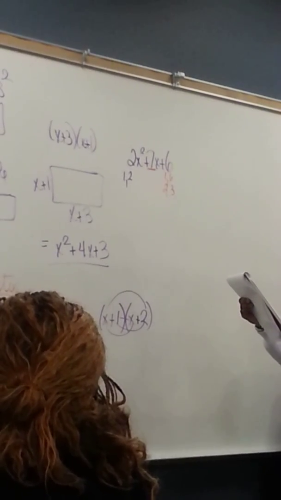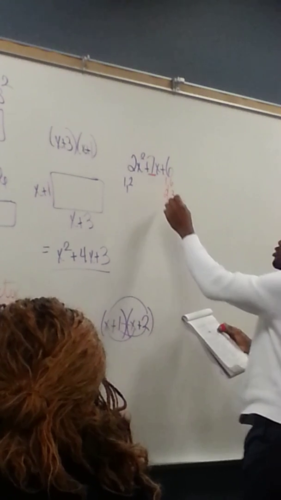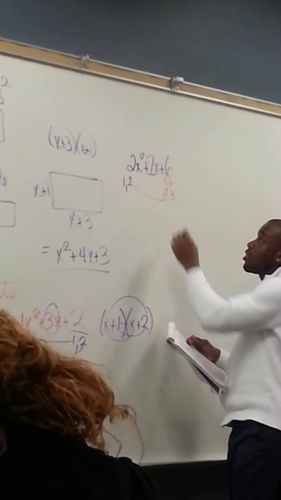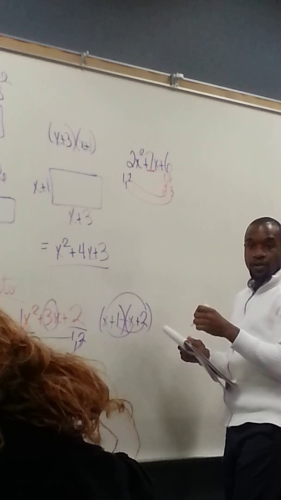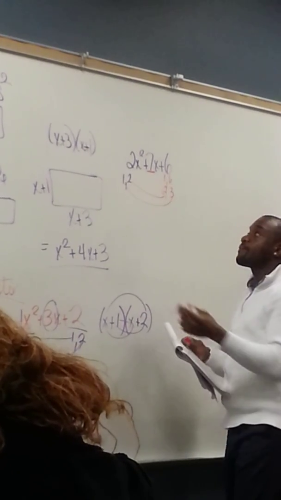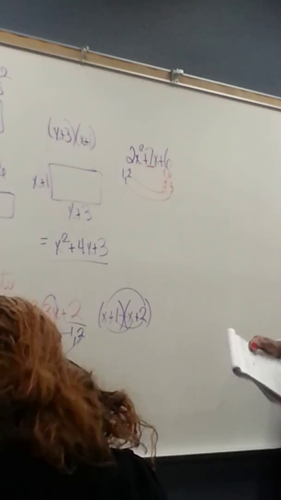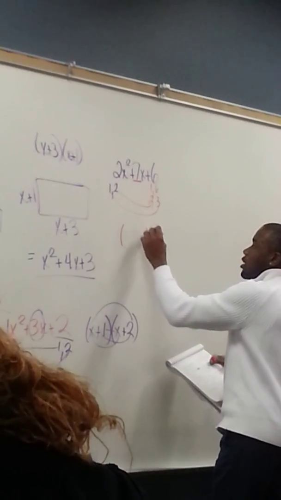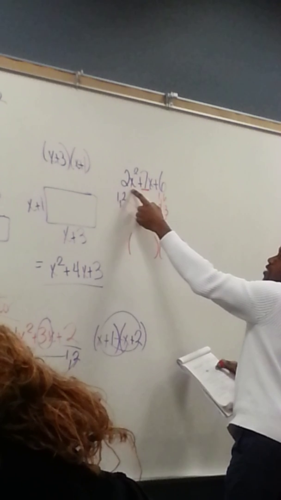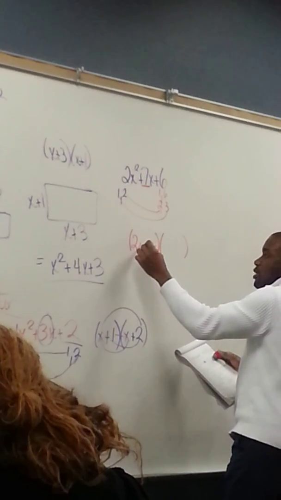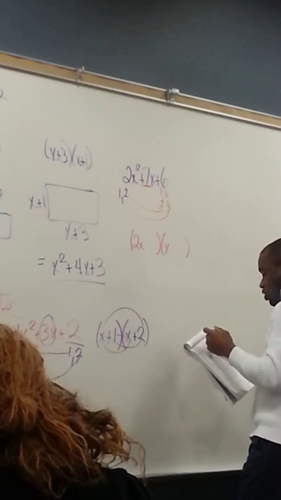Well, how about 2 times 2 is 4. 3 times 1 is 3. 4 plus 3 is what? 7. That means I know it works somehow. So I've got to set it up. So set up my binomials. I need to have 2x squared in the beginning. So one of these has got to be 2x and one of them has got to be x to get 2x squared.